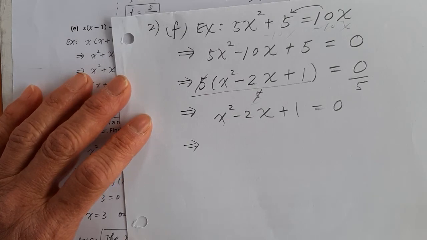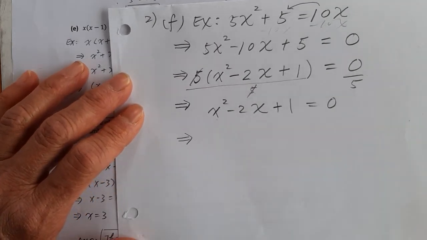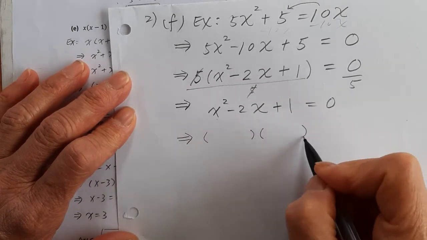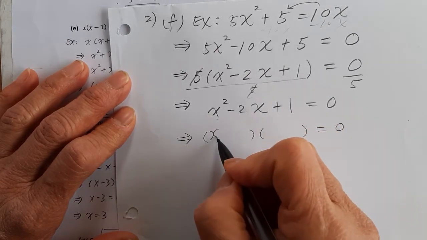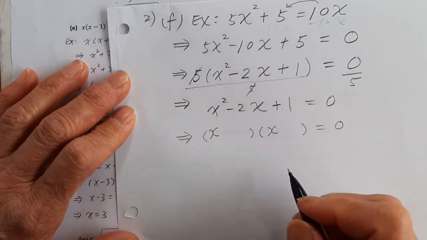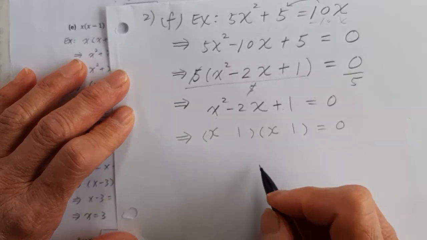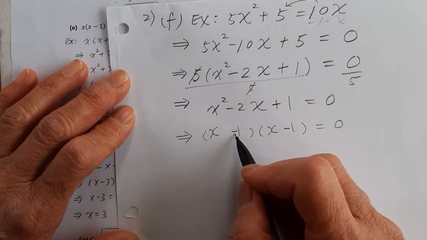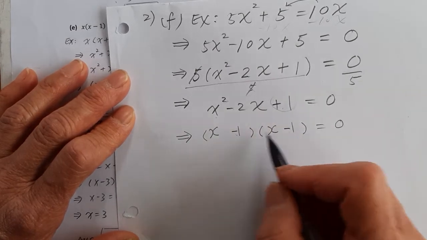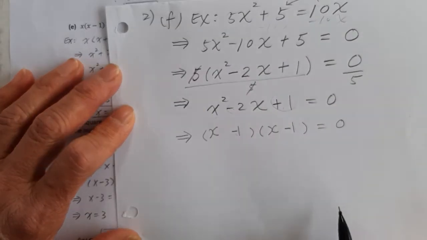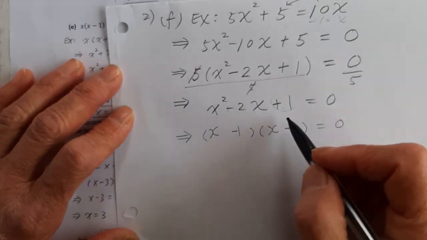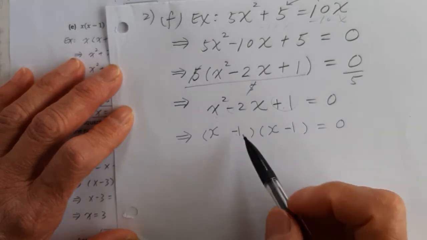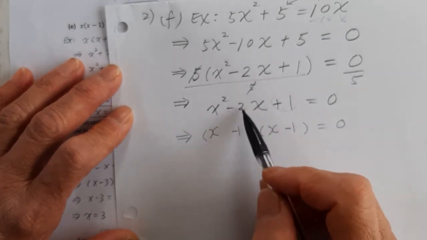You can use the completing the square formula to factor it. Or you can do it this way: x squared factors as x times x. Then 1 factors as 1 times 1. Since it's negative 2, use negative 1 times negative 1. Negative 1 times negative 1 is a positive 1, and negative 1 added to negative 1 is negative 2. You need to find two numbers that multiply together to equal the constant term, and add together to equal the x term coefficient.